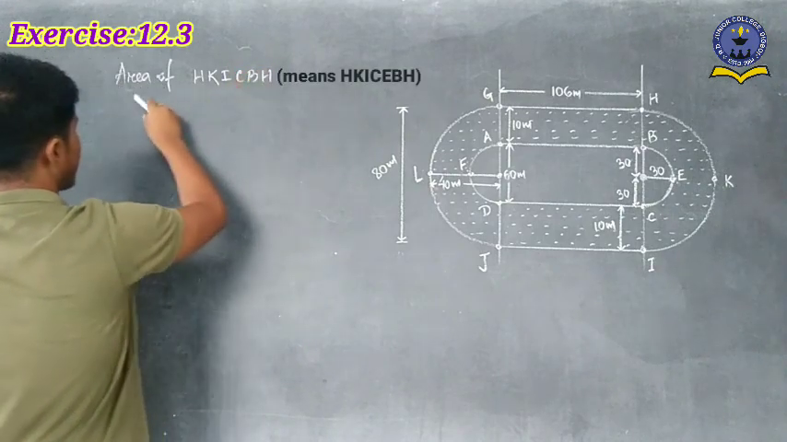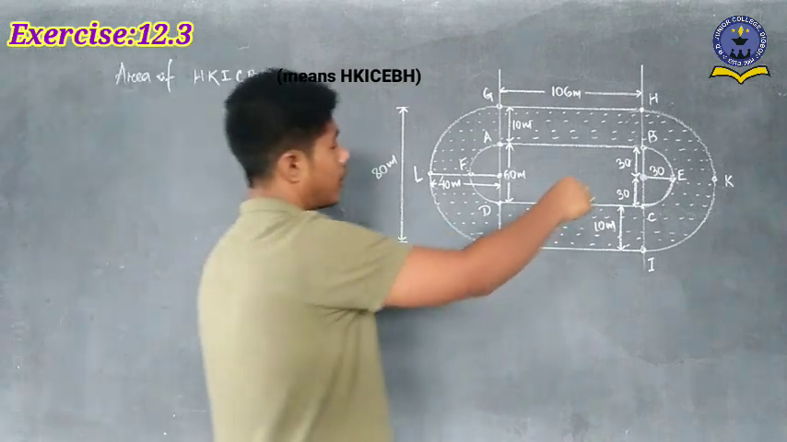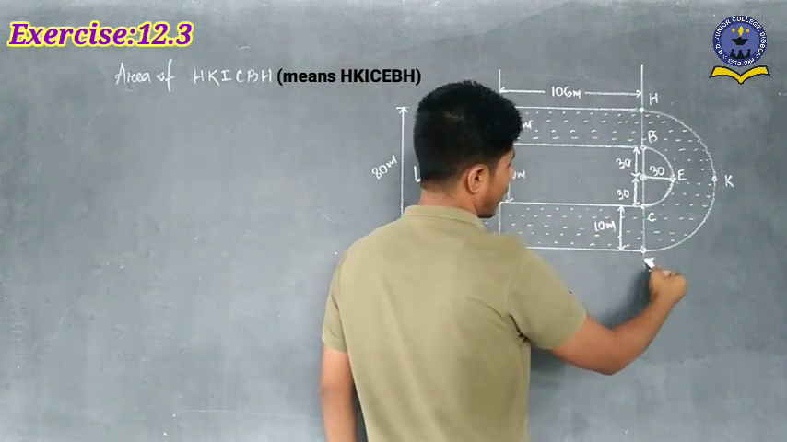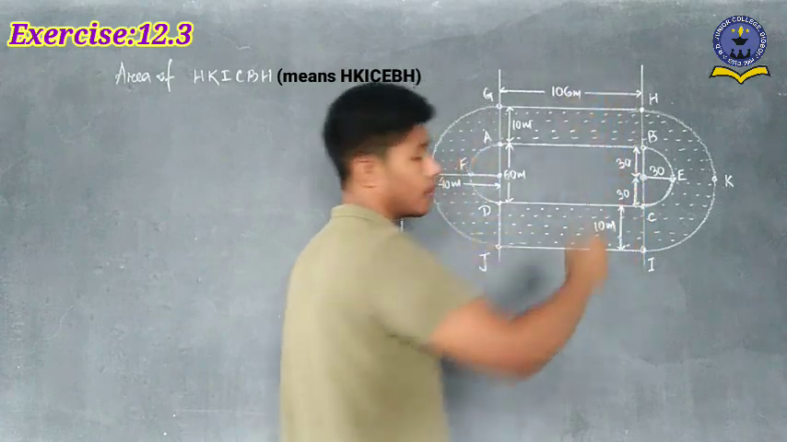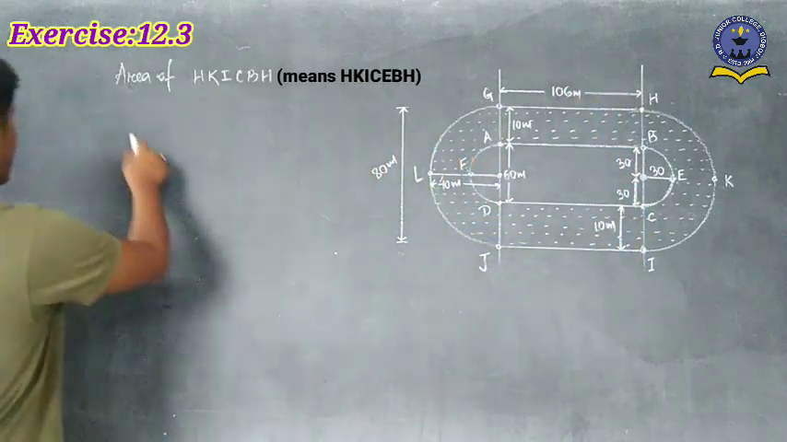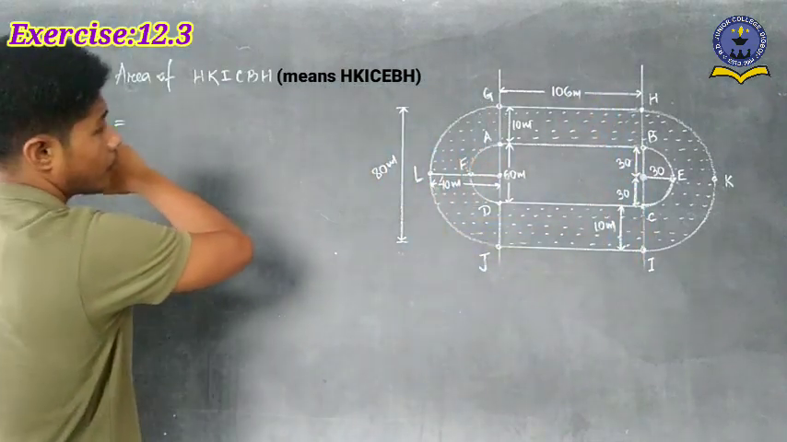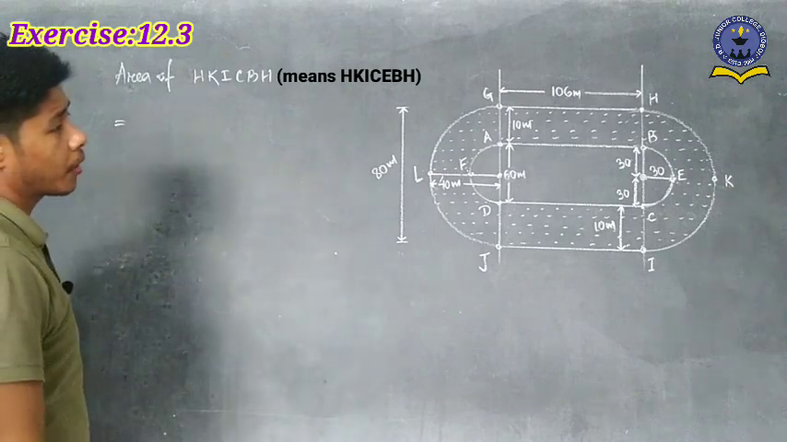In this way you can write area of HKICBH. We have to find out the area of this part. So for this, what you have to do here, first of all we have to take the bigger one.